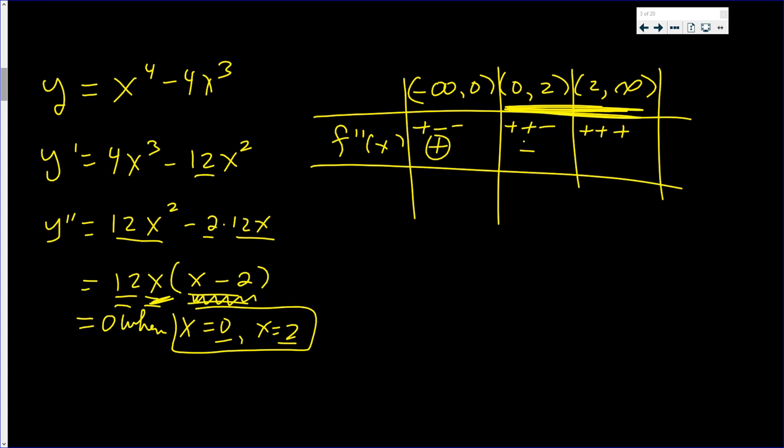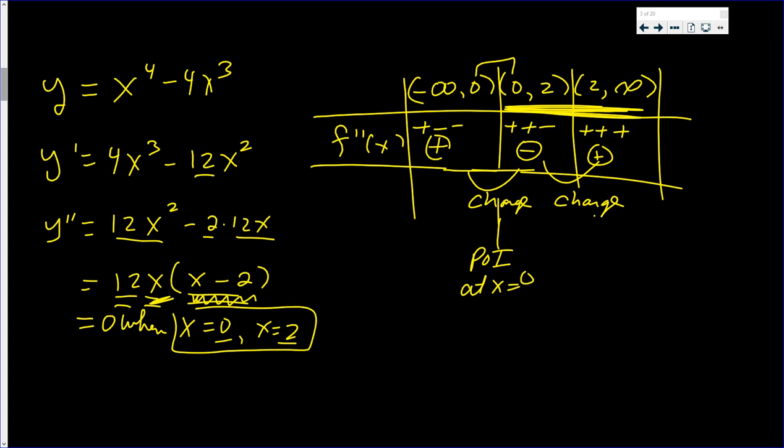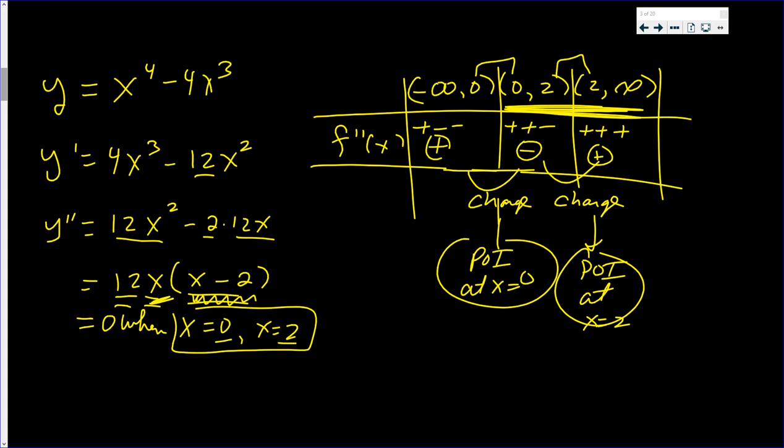Positive, negative, positive. I don't want to draw that because it looks like I'm saying this is what the slopes are. We have a change, positive to negative. Ooh, another change. So we have a point of inflection at x equals 0, and we have a point of inflection at x equals 2. So both values had a point of inflection.